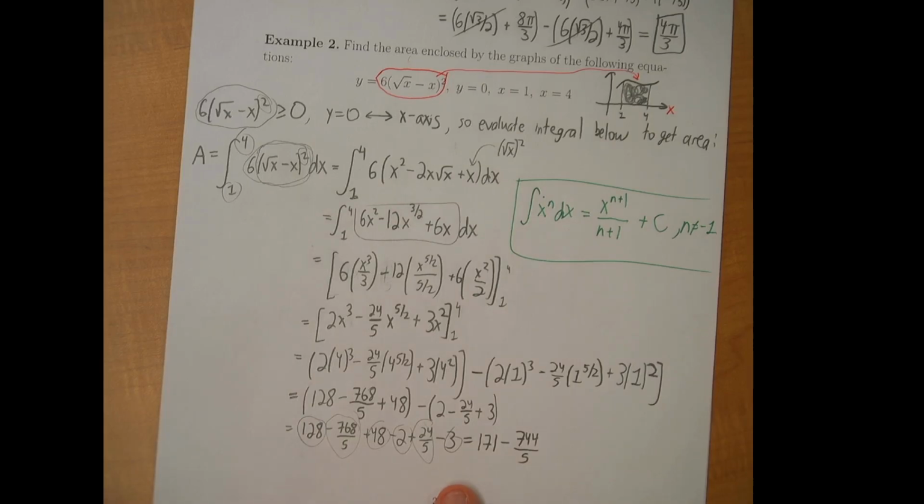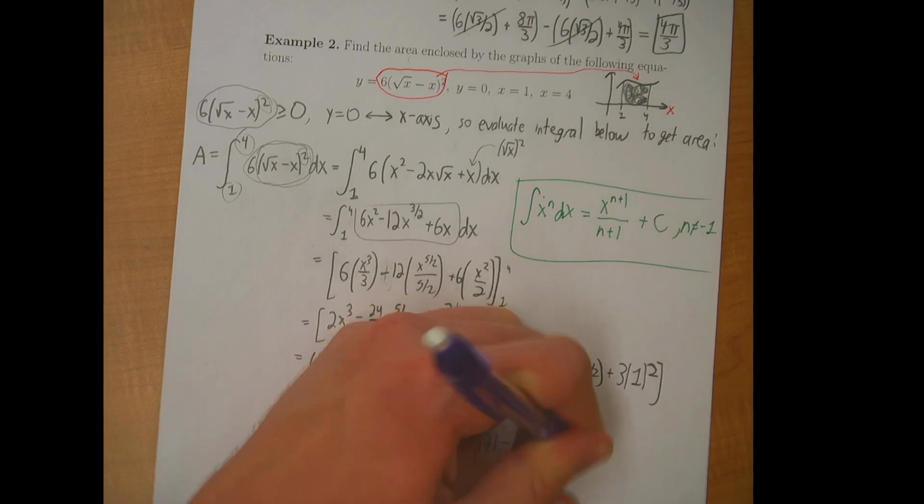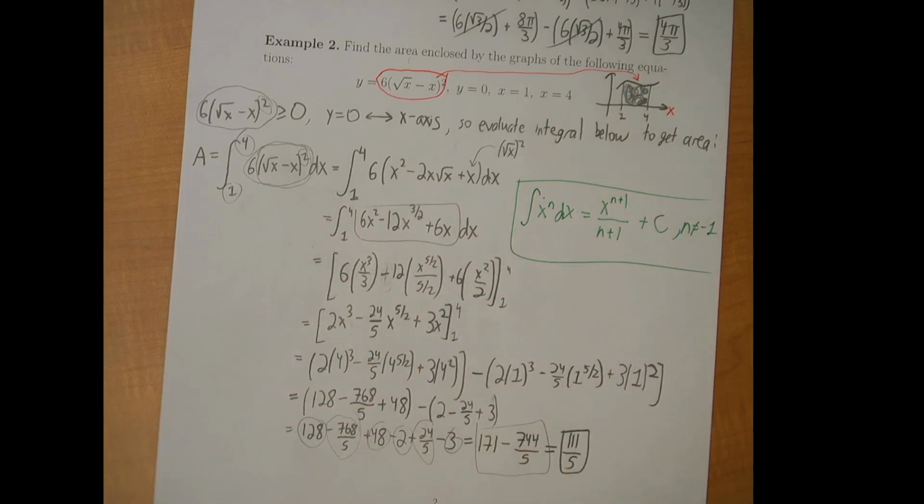And then that's just, if you put this into a calculator or do a quick little bit of math, you should end up with 111 over 5. And that's your final answer. Okay?